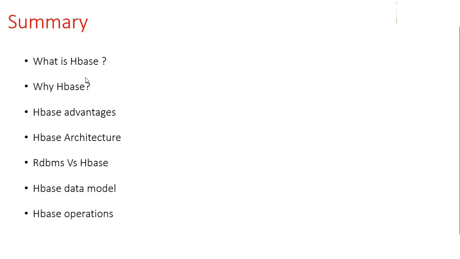And the Hbase architecture: the main components are the master server, client, zookeepers, HDFS and the region servers. The terminology difference between RDBMS and Hbase we have discussed, and the Hbase data model, and finally Hbase operations, the four operations: get, put, scan and delete. These are the concepts we have learnt in today's session. In the next session, we will learn more about the Hbase commands.